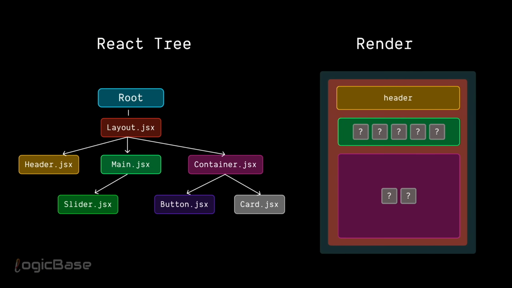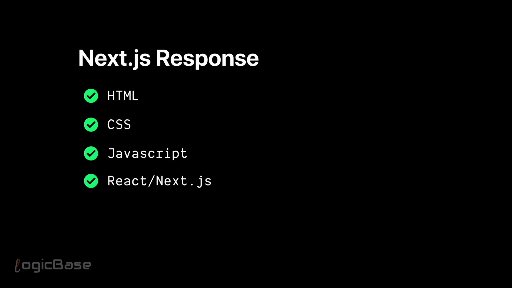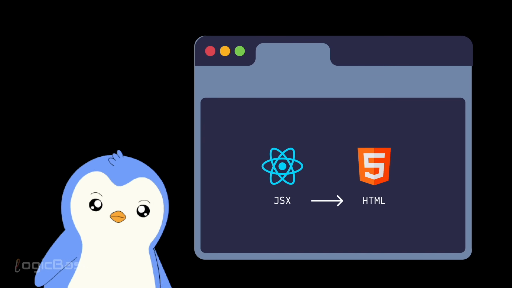That means for any web page request in a Next.js app, the server sends back a response that contains number 1, the rendered HTML, number 2, CSS, number 3, the JavaScript required to hydrate the client components. This is the usual JS you need for interactivity. And number 4, if needed, parts of the React or Next.js libraries. Because otherwise, who would take the JSX and turn it into HTML inside the browser?